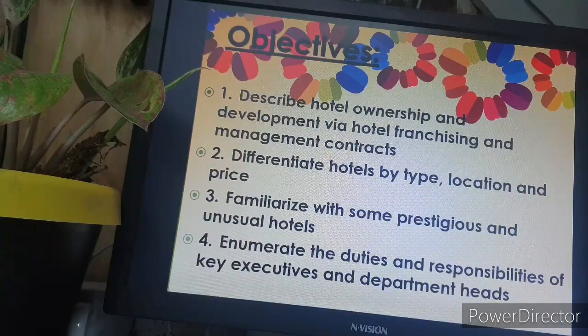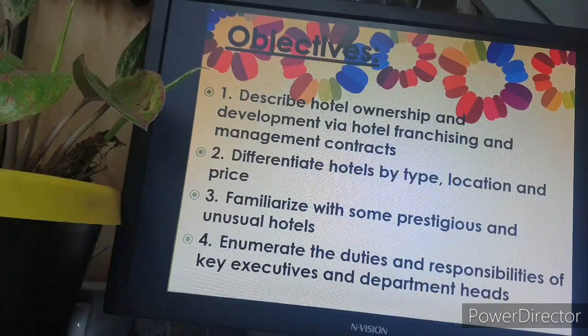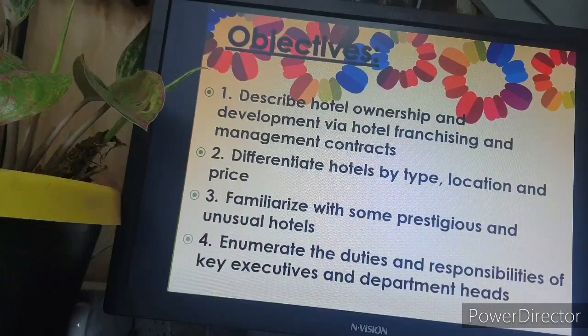If we're talking about management contracts, we have our Lodging Management Association. Number 2, differentiate hotels by type, location, and price. When it comes to location, we need to identify if the hotels are located at the city center, at the airport, freeway, or resort.